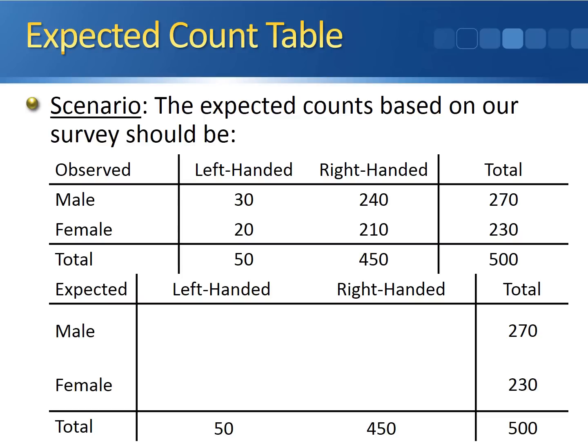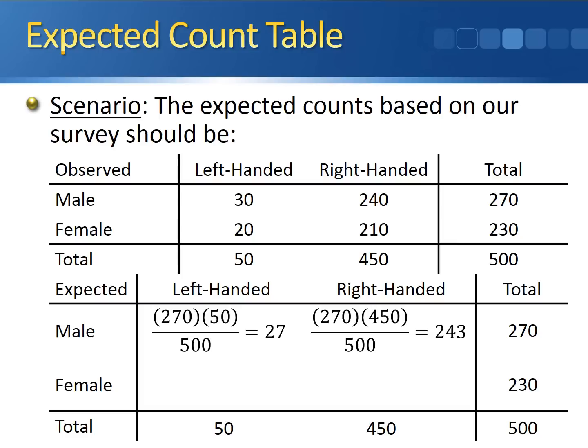Now, if gender and handedness are indeed independent, the way that we're going to calculate the expected counts is by taking the row sum times the column sum and dividing by the total sample size for each of the 4 cells. So if gender and handedness are independent, we would expect 270 times 50 divided by 500, or 27 people, to be both male and left-handed.